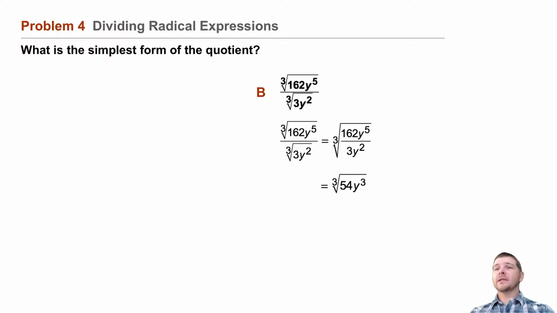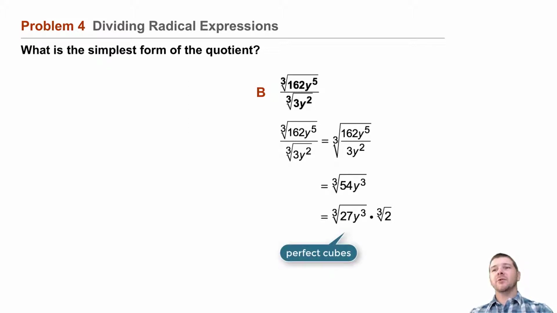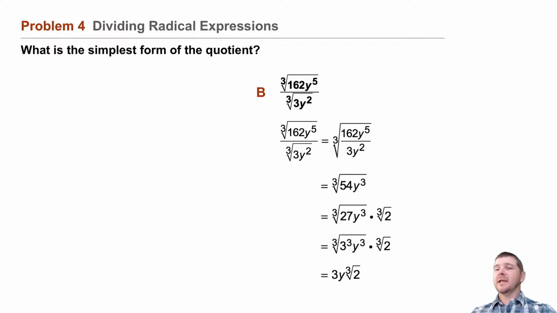Note that 54 is the product of the perfect cube 27 and 2, and y cubed itself is already a perfect cube, so we rewrite this cube root expression as the cube root of 27y cubed times the cube root of 2. We can think of 27y cubed as 3 cubed y cubed, and so we rewrite the expression as the cube root of 3 cubed y cubed times the cube root of 2. And simplifying the expression on the left, that's 3y times the cube root of 2.